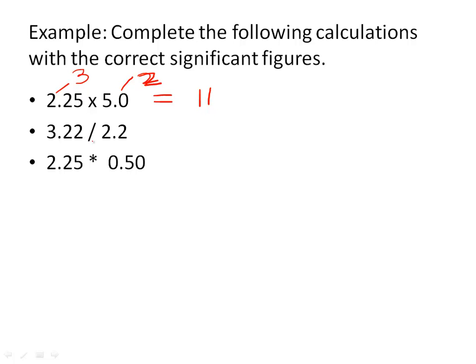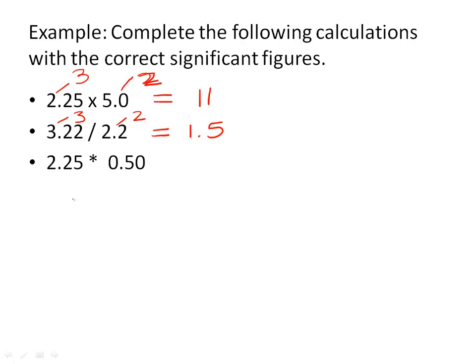3.22 divided by 2.2. 3.22 has 3 sig figs. 2.2 has 2 sig figs. That means our answer can only have 2 significant figures. So our answer would be 1.5.